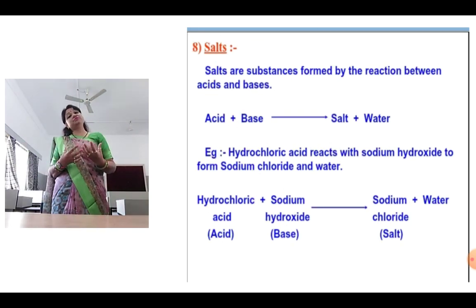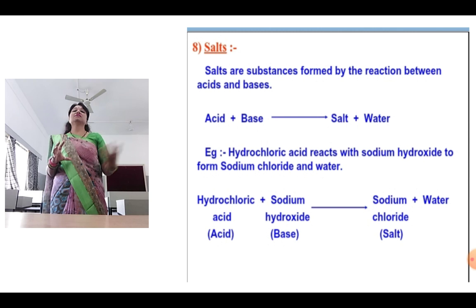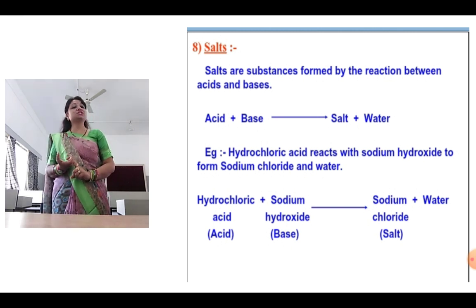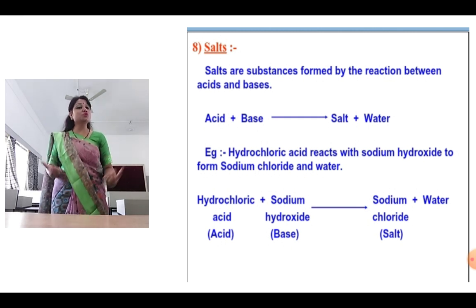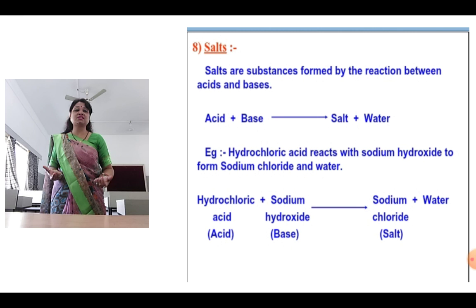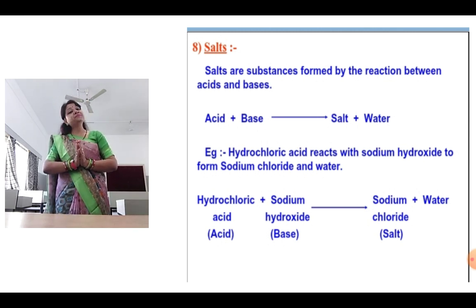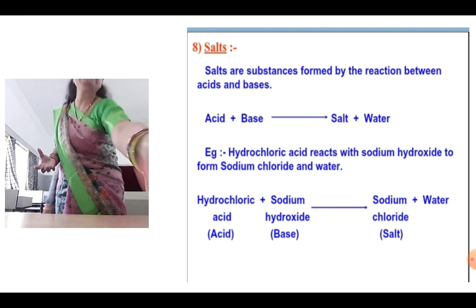And you know, students, salts are formed when acid and base react. That is, acid plus base gives salt and water. Just now I explained the activity. HCl, that is hydrochloric acid, when it reacts with sodium hydroxide, that is a base, they form sodium chloride, that is a salt. So just keep in your mind, acid and base together form the salt and water.